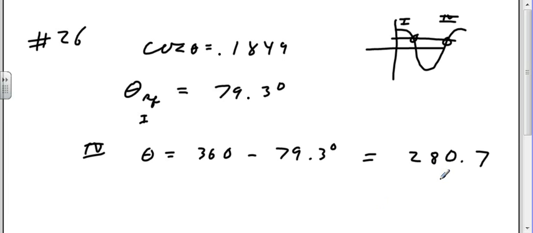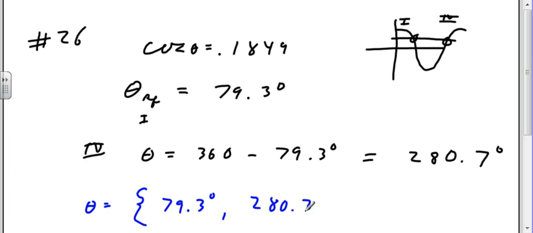All right. So now I can write down my final answer. Theta is equal, solution set, 79.3 and 280.7. And then I'd go back and I would check it. So the cosine of 280.7 minus the cosine of 79.3 is 0. Therefore, they're both the same. And so I've checked my work.